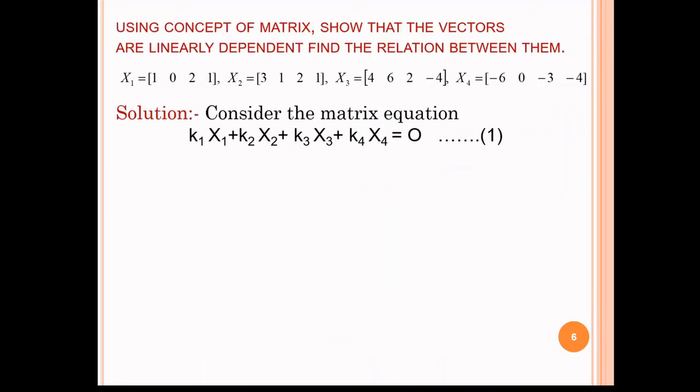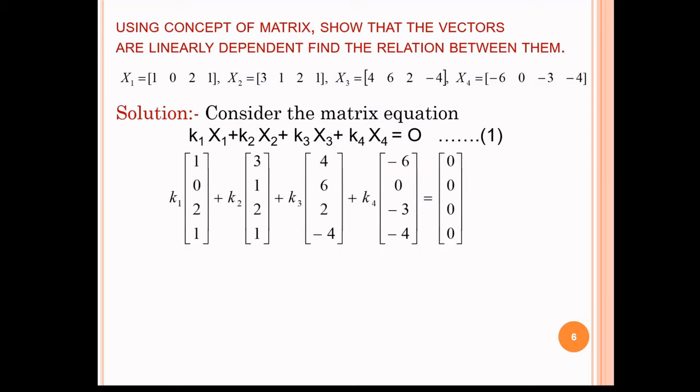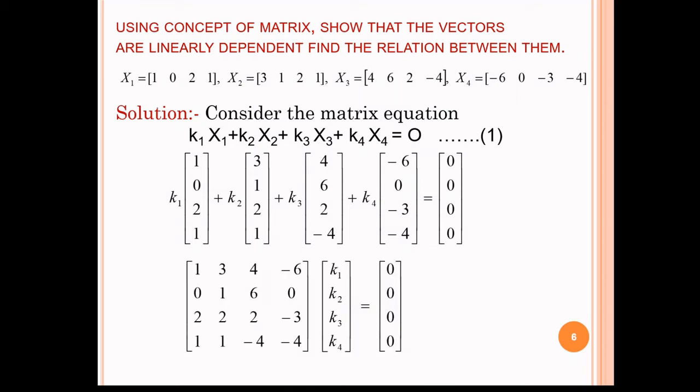Let us deal with this particular example where we are given four vectors x1, x2, x3, x4, and for these four vectors we have the expression k1x1 + k2x2 + k3x3 + k4x4 = 0. Arranging the vectors in the form of columns and clubbing them together, we get the form AK = 0. So here we get a 4 by 4 matrix A.